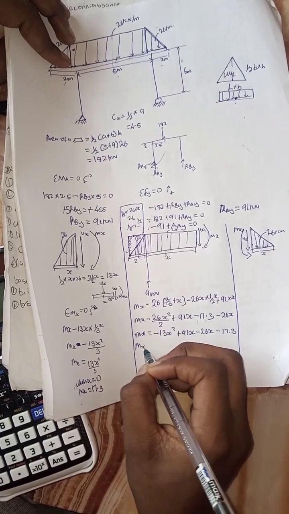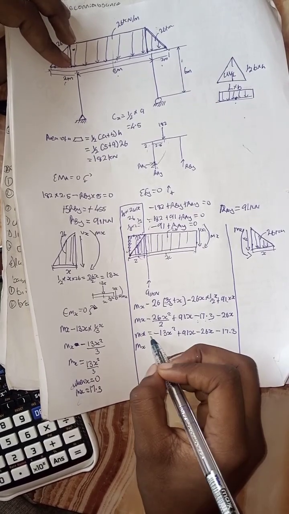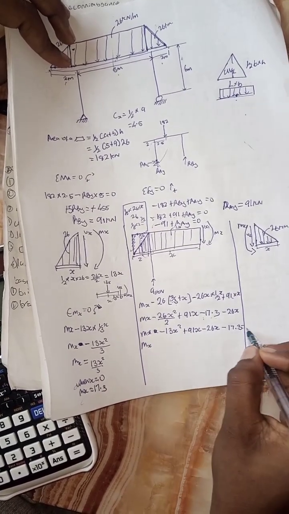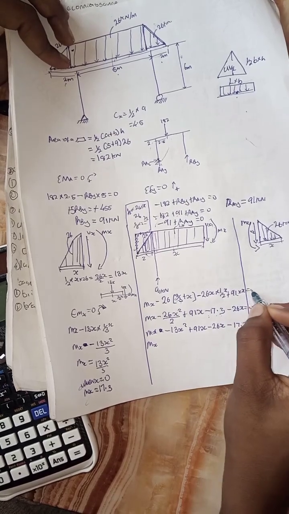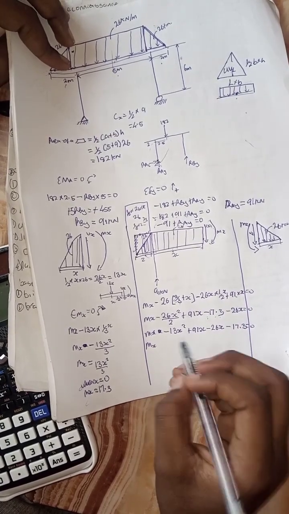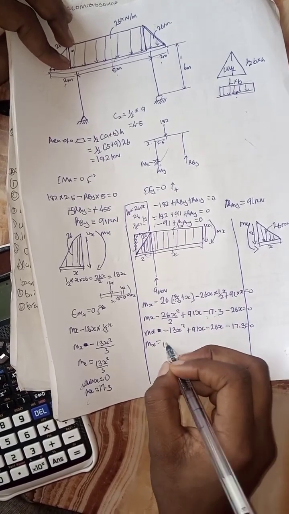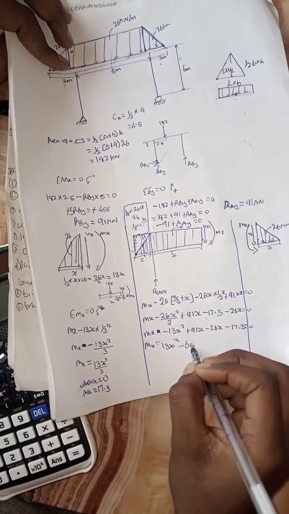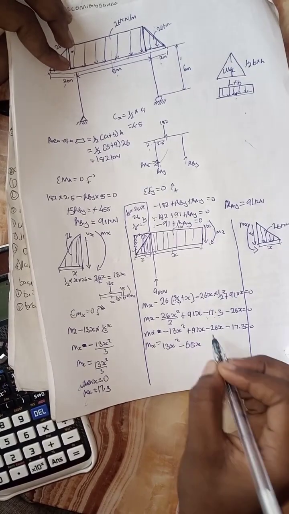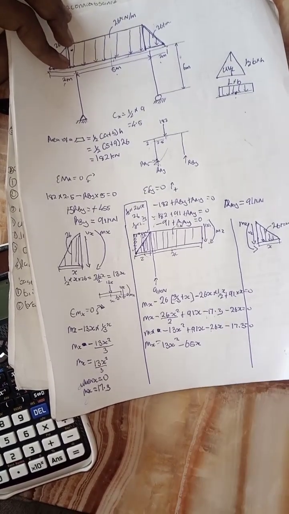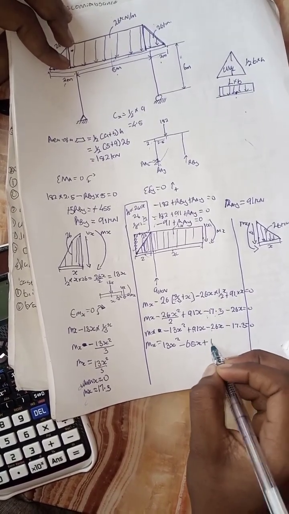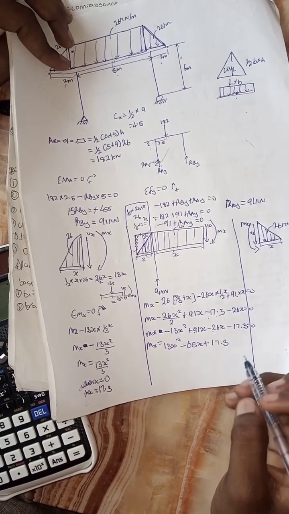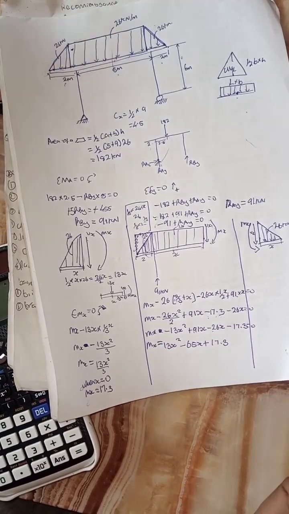So Mx, sorry, this is all equal to 0. Moving Mx to the other side, this will be positive 13x raised to power 2, minus 65x, that's 91 minus 26, plus 17.3. This is our moment equation.